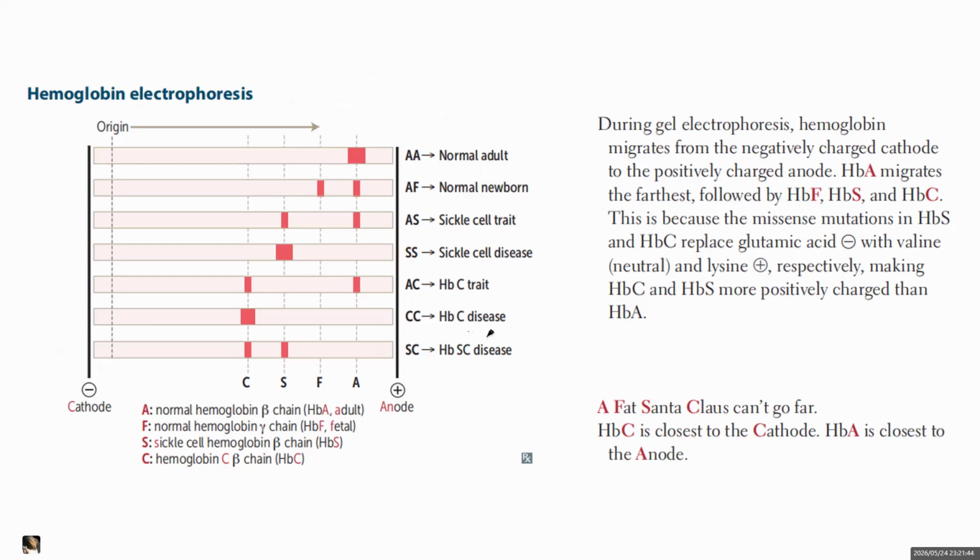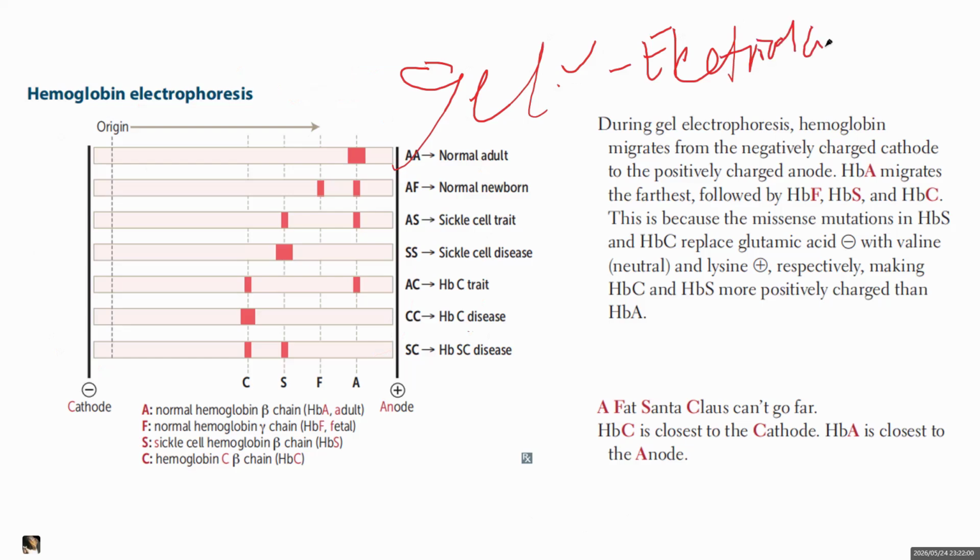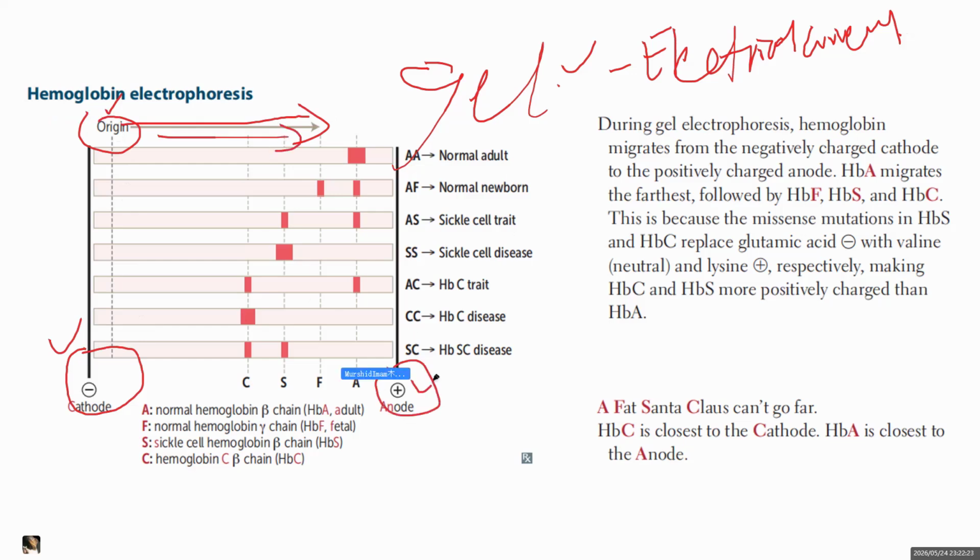What happens during the electrophoresis? You have to remember that in this method, the hemoglobin is placed on a gel, and after that an electrical current is applied. The hemoglobin starts near the origin, which is close to the negative electrode. It means that this is the origin part and this is near the negative charge, the cathode region. From there it starts migrating towards the anode side, the positive side, right?